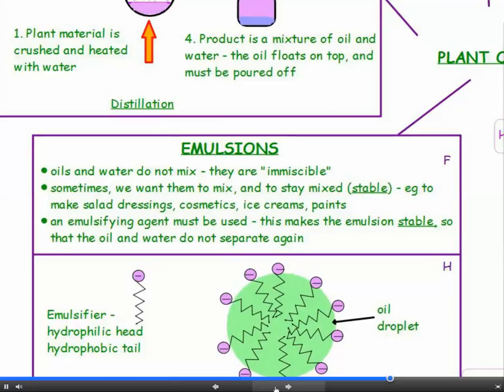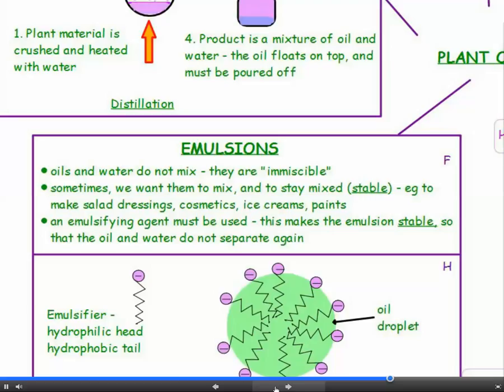So what are emulsions? Now, the problem with oil and water is that they don't mix, and the proper word to use is immiscible. But sometimes we want them to mix, and we want them to stay mixed. We want the mixture to be stable. That's quite an important word, stable. So for example, to make salad dressings, or cosmetics, ice creams and paints, these are all oil and water mixtures, and we want them to stay mixed. We don't want the oils and the water to separate again.